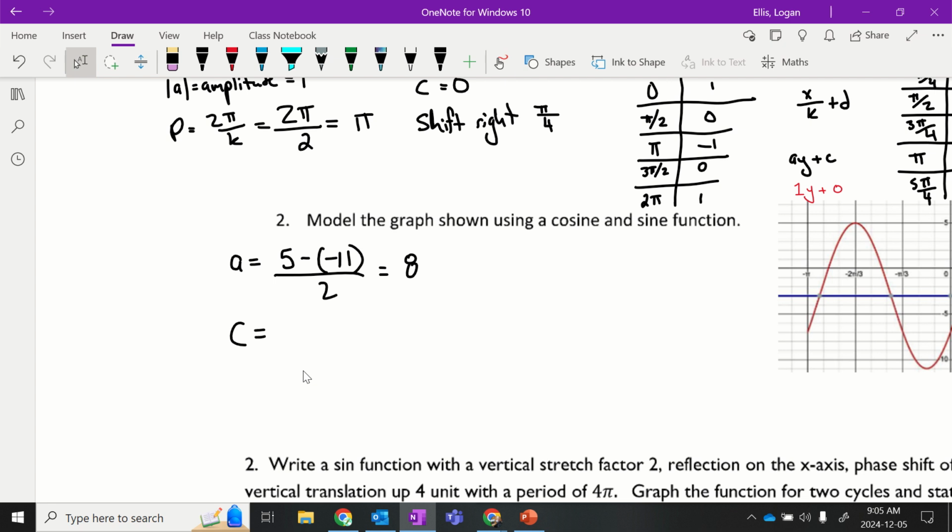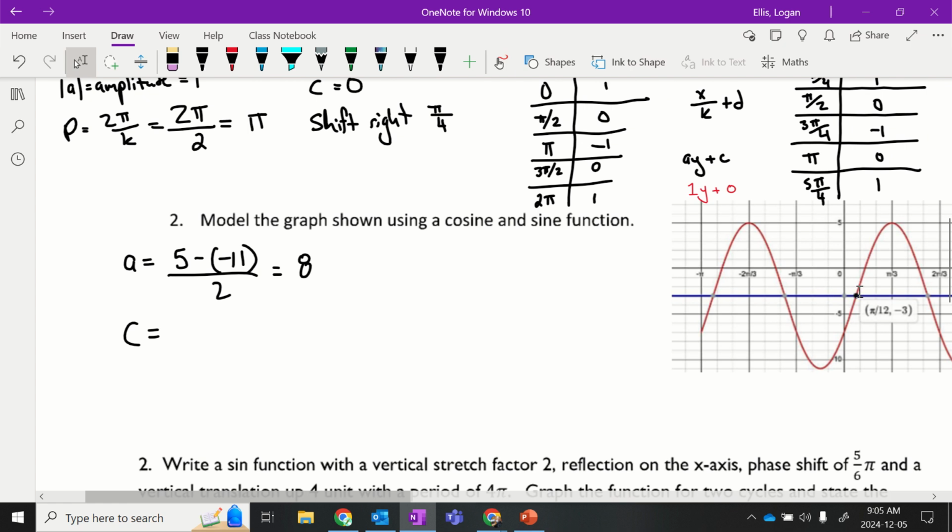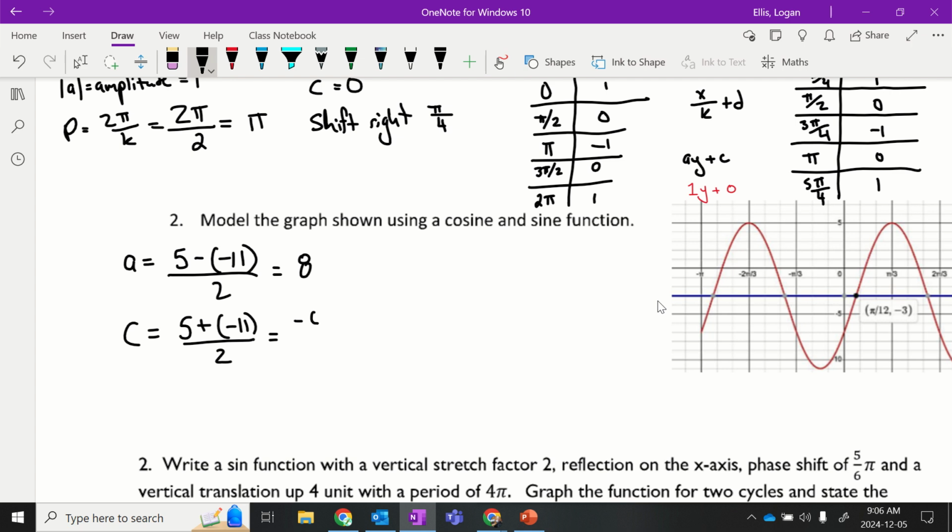C would be the center here. Remember, this one actually is labeled, which is nice for us. You can see it's at negative 3 here, which is really handy. But if we didn't know that, all you would need to do is add them together. So 5 plus negative 11, divided by 2. That is 5 minus 11, negative 6 over 2, which is negative 3. They obviously show us that here, but sometimes it's hard to see that.